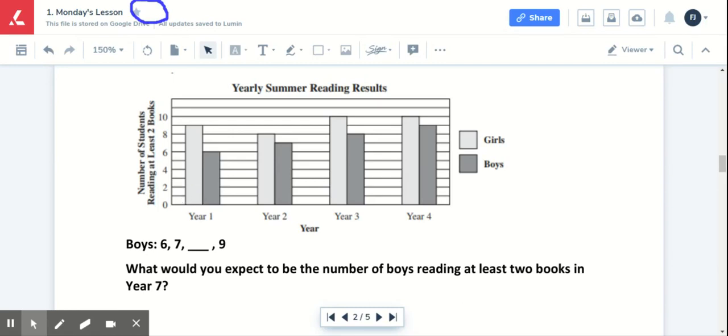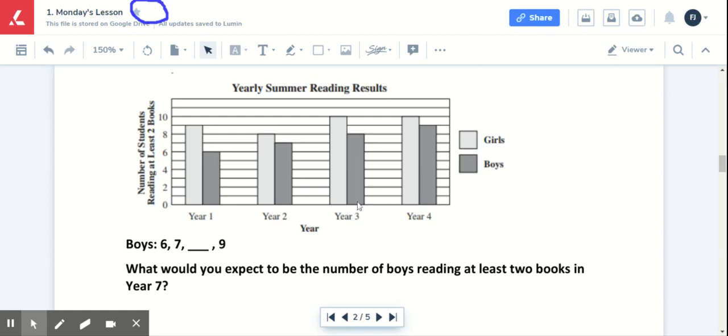So in year 1, 9 girls read at least 2 books. And in year 1, 6 boys read at least 2 books. And in year 2, 8 girls read at least 2 books. And in year 2, 7 boys have read at least 2 books. So now we need to look at year 3 and year 4 to figure out the rest of our number pattern.